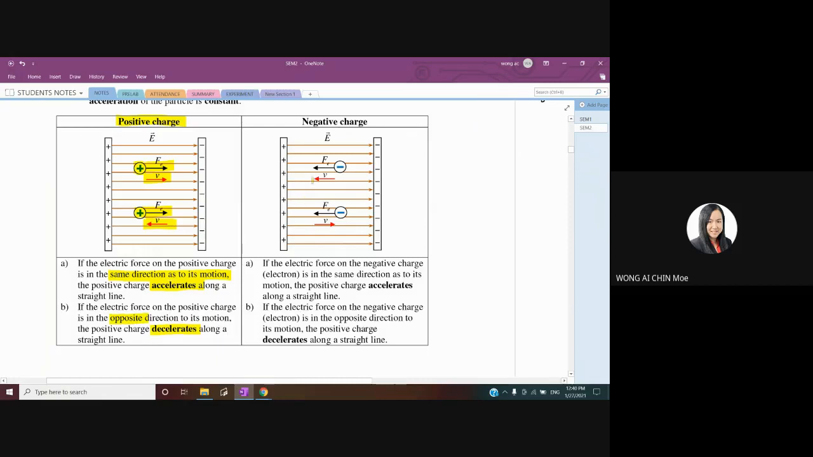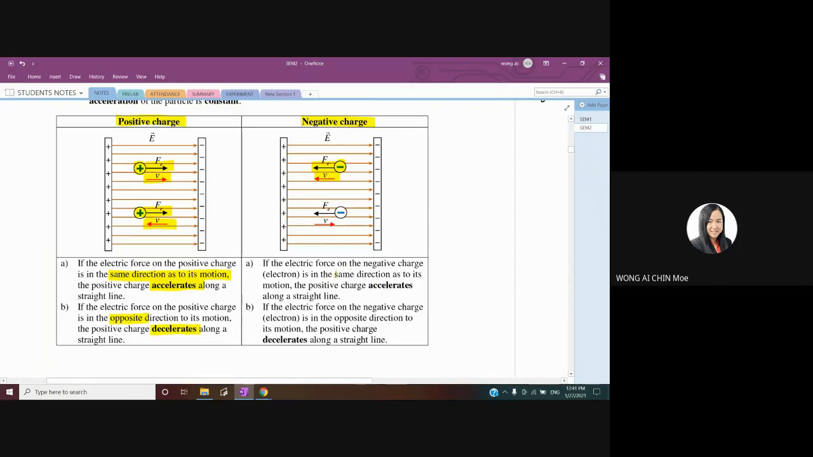Next we go to the negative charge. Here this is a negative charge. Initially, the first one is moving to the left, before the power supply is on. When we turn on the power supply, the negative charge will attract to the positive plate. So initially you are going to the left, and then you are attracted to the left. We don't need to do extra work. This charge will accelerate to the left because it is the same direction.